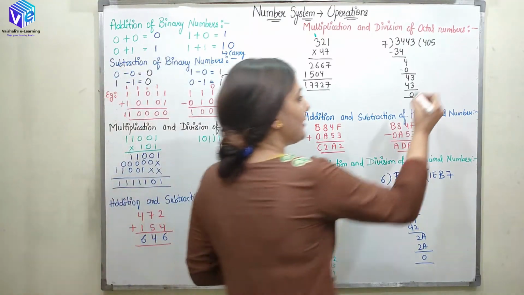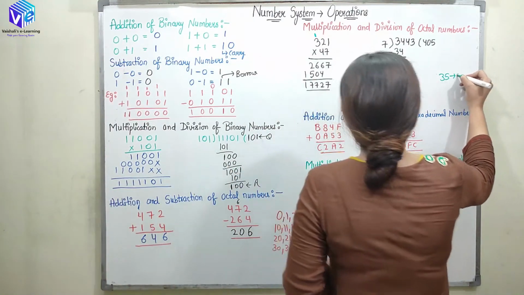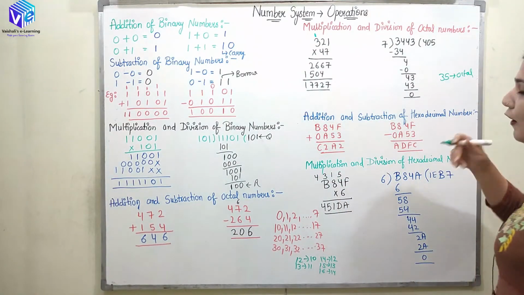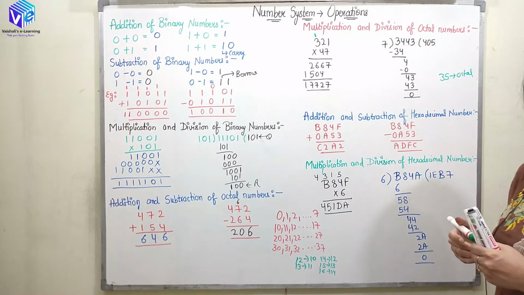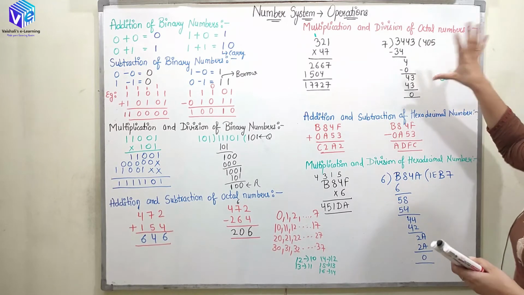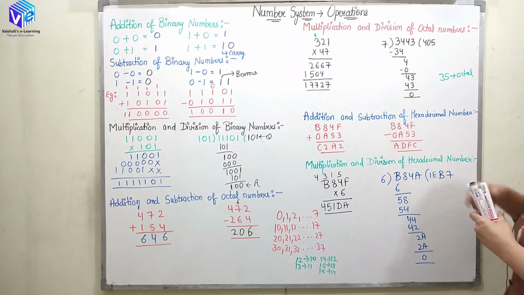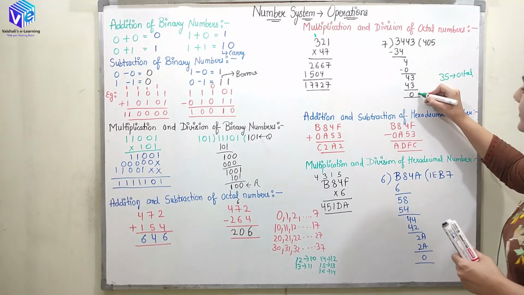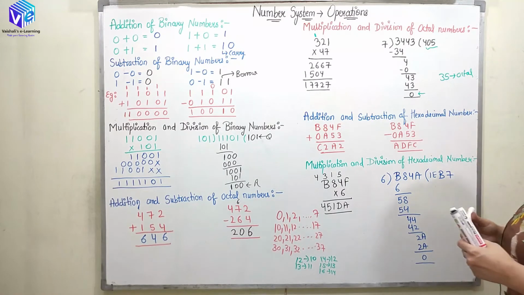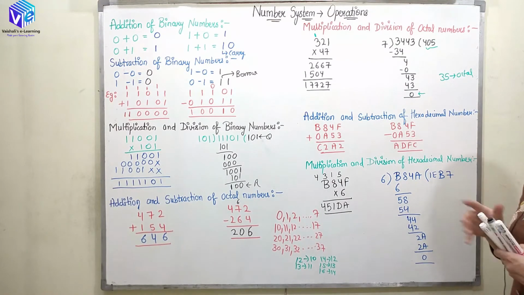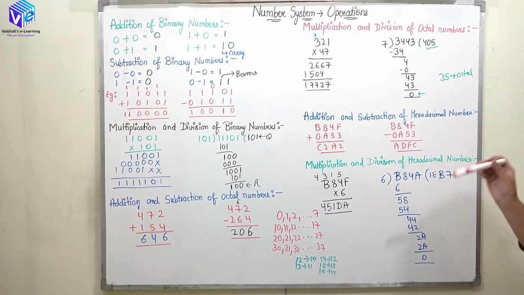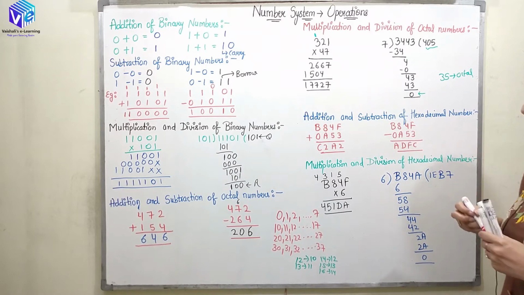So you either convert 35 into octal, right? Or you see what is 7 into 5, right? So this is how you are going to do the division operation. Okay, the remainder is 0 and the quotient would be 405. Okay, now coming to the addition and subtraction of hexadecimal numbers, the same trick we are going to use.